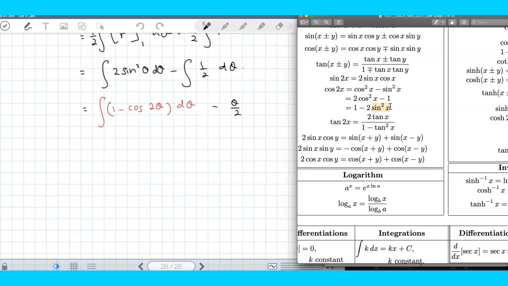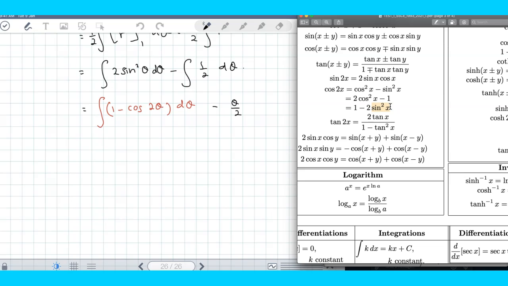Okay, but we replace the limit later on. So we finish this first. So we have theta. Then now integrate cos. You have sine 2 theta over 2 minus theta over 2. Okay, but we need to simplify first. So you have theta over 2 minus sine 2 theta over 2.